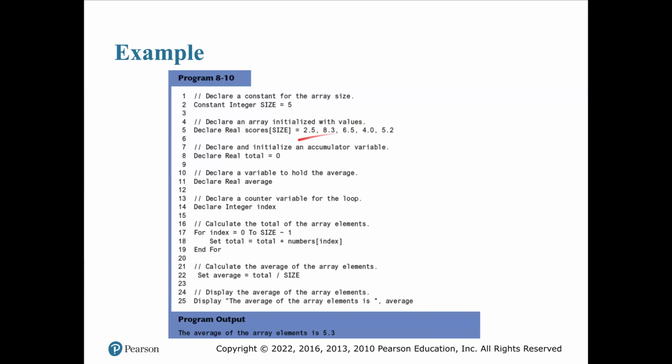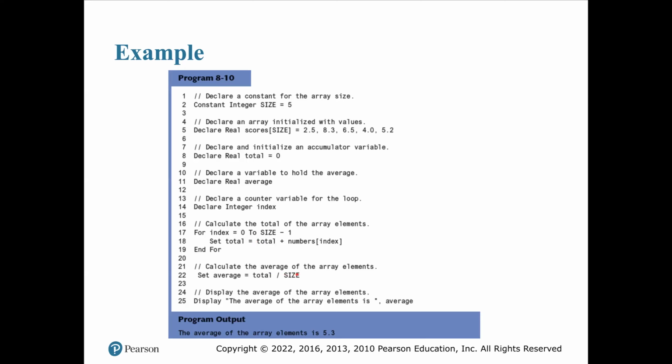Then we're doing the total and the average. We then use a for loop, and we're just summing up each element of the array. And then we use an average divided by size. We don't need to know the size. We don't have to keep track of the size here.